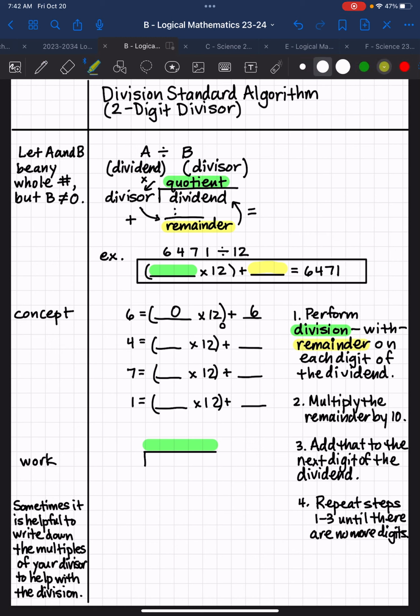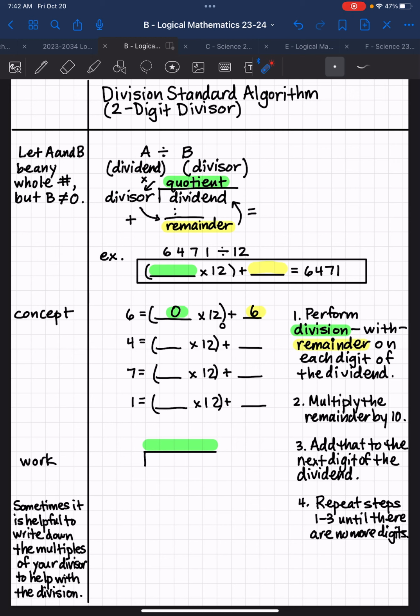Okay? All right, so we performed division. That's what number times 12 won't pass 6. And we performed remainder. So we performed division with remainder on the first digit of the dividend. Step 1, done. Let's go to step 2.